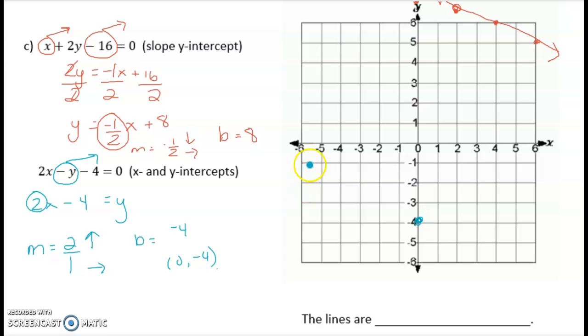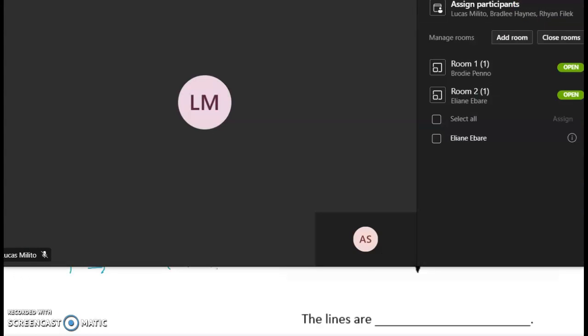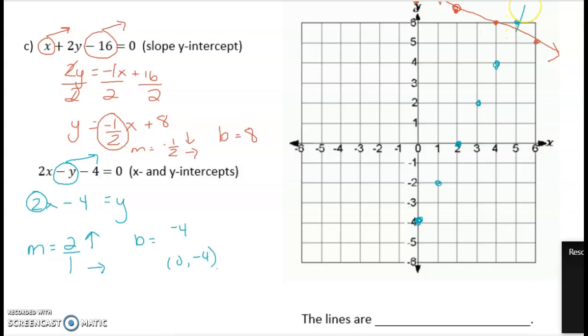And now they want us to go up 2 positive, over 1 positive, up 2 positive, over 1 positive, and it just keeps going. Okay? And now let's just draw.